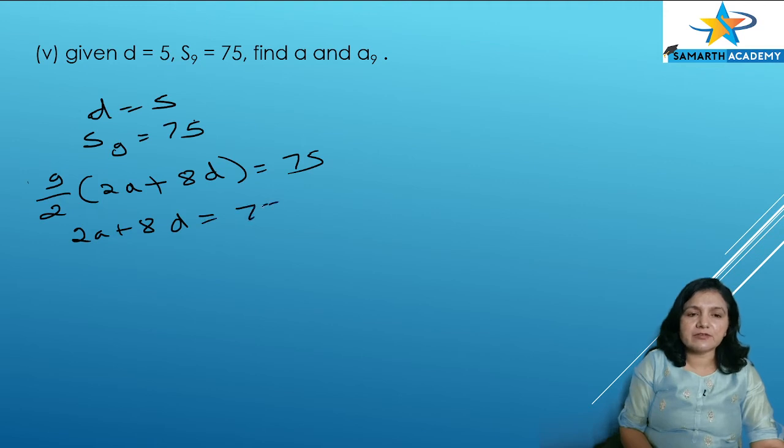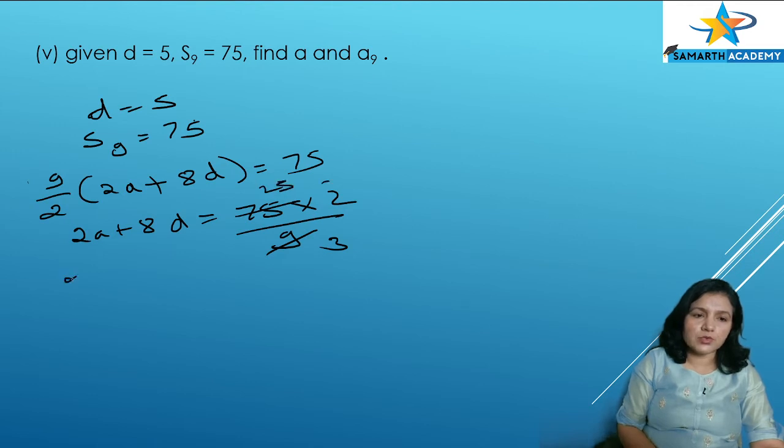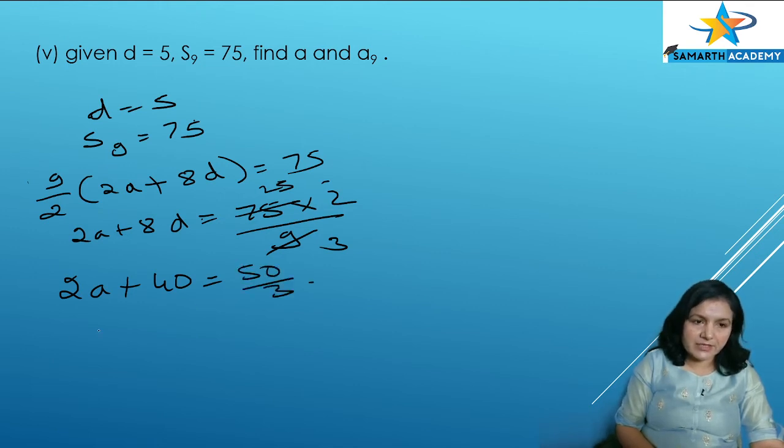This becomes 75 into 2 by 9, the 3s are 25s are. So 2A plus, we know the value of D. So let's substitute. 8 into 5 is 40 equal to 50 by 3. Sending 20, I can divide this before sending 40 that side. I can divide it by 2. What we will get? A plus 20 equal to 25 by 3.